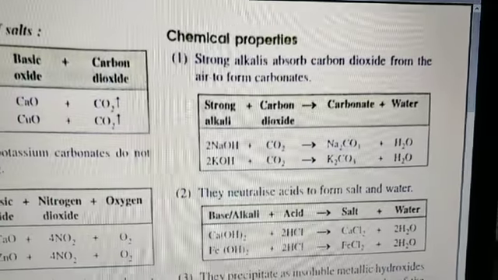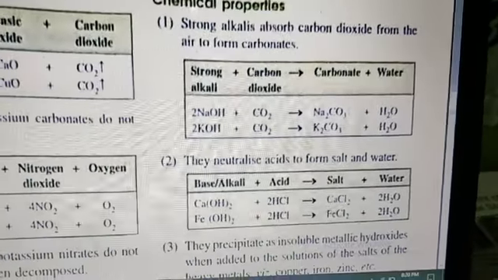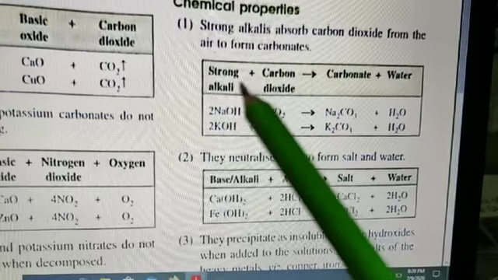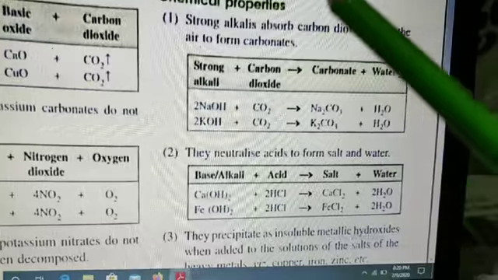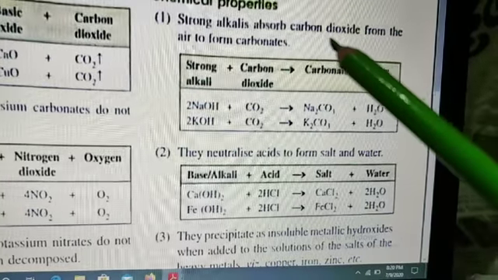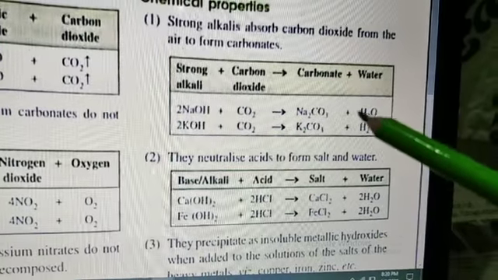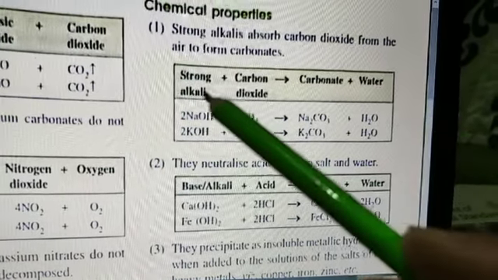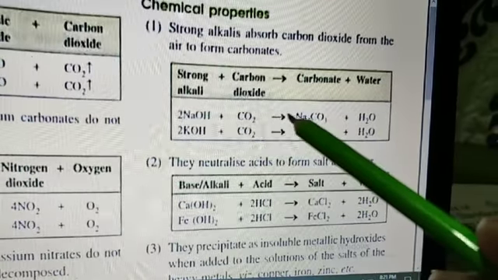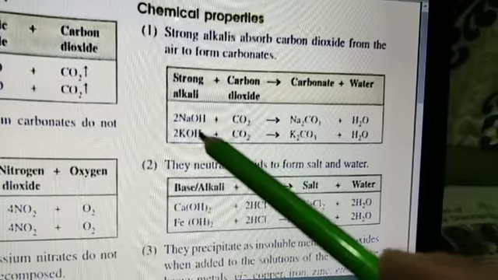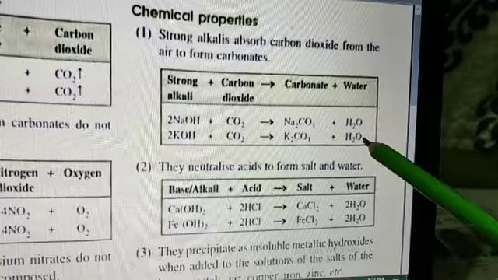Next, we need to discuss the chemical properties of bases. The first is that strong alkalis absorb carbon dioxide from the air to form carbonates. If you have a strong alkali, it can absorb carbon dioxide from the atmosphere to form carbonate and water. For example, sodium hydroxide, which is a strong alkali, can absorb carbon dioxide to form sodium carbonate and water. Similarly, potassium hydroxide can absorb carbon dioxide to give you potassium carbonate plus water.